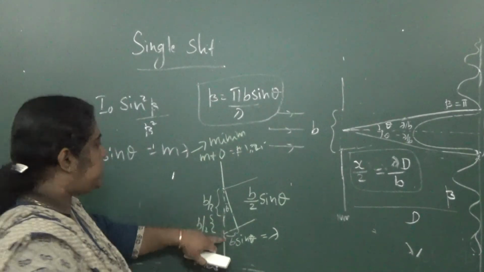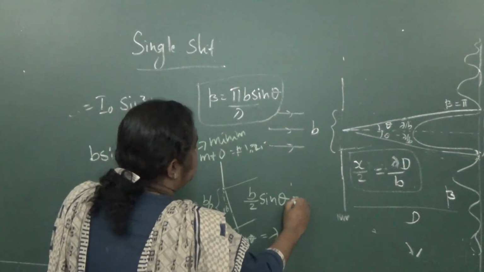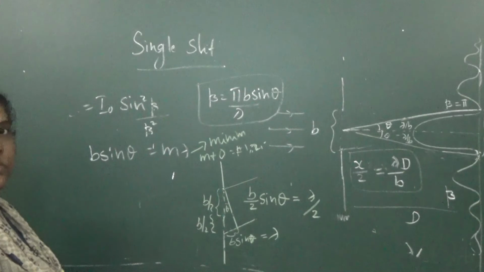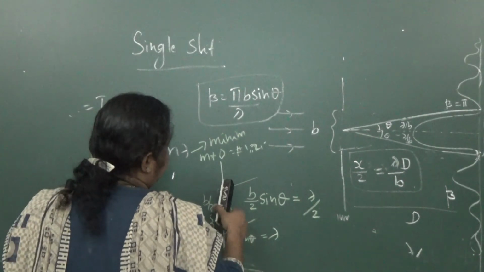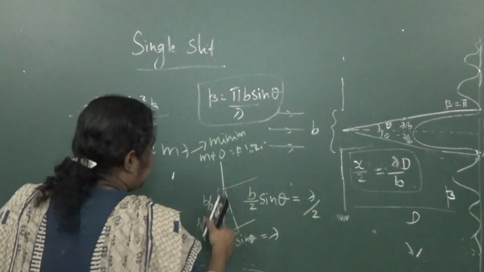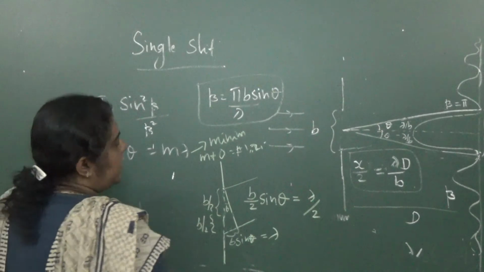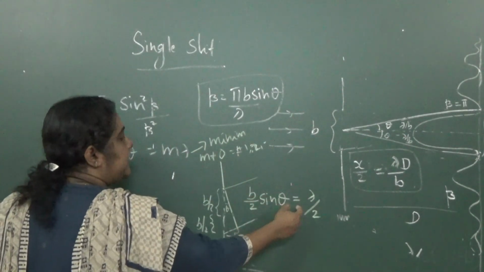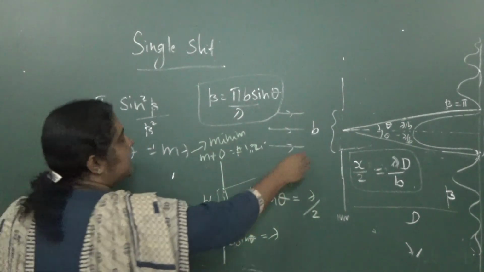In such a case, b sin theta is equal to lambda. However, b by 2 sin theta should be lambda by 2. So this optical path difference between the first point in this half and the point source, or between the waves, what is it? It is lambda by 2. So we considered this one point.